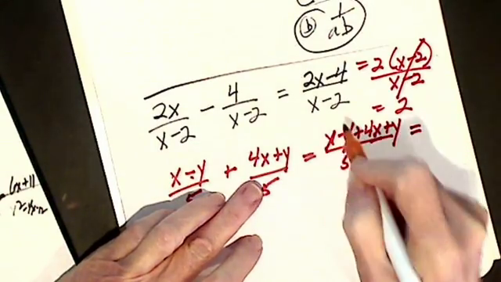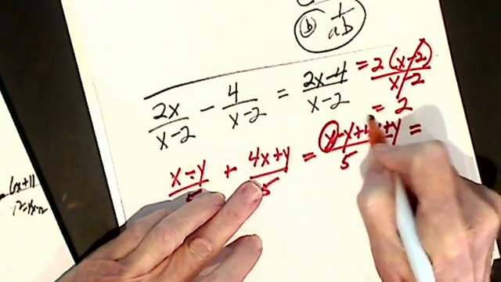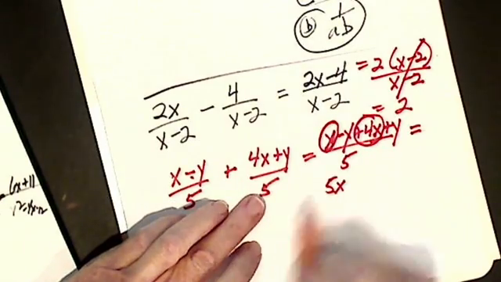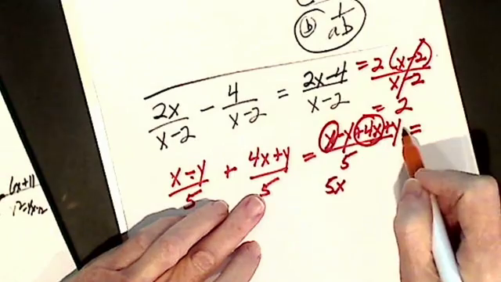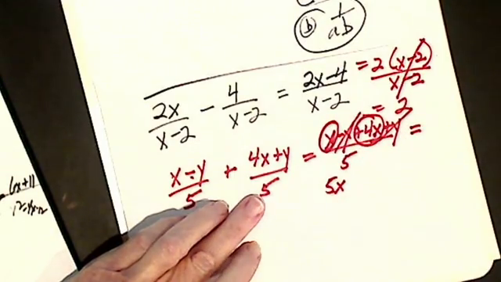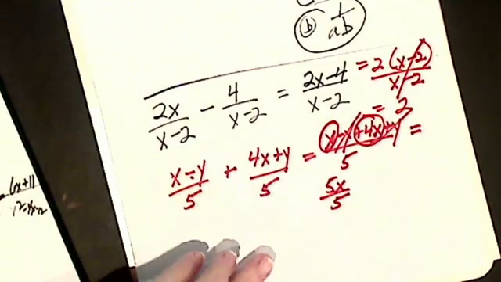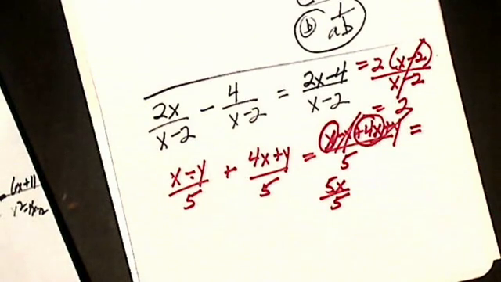Combine like terms. I have an x and a plus 4x. I'm going to get 5x. Plus y minus y cancels out. So I'm left with 5x over 5. Now, I can't guess. I got to know.